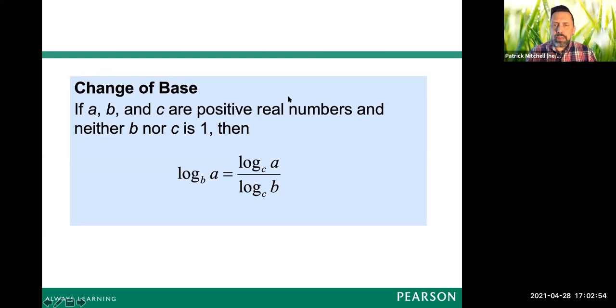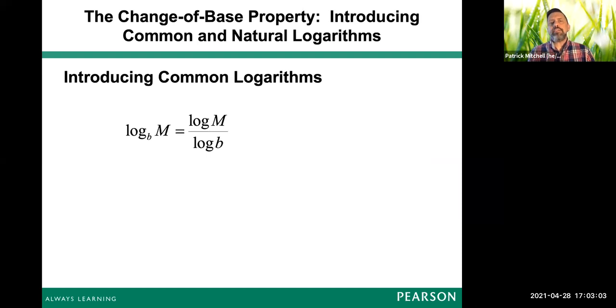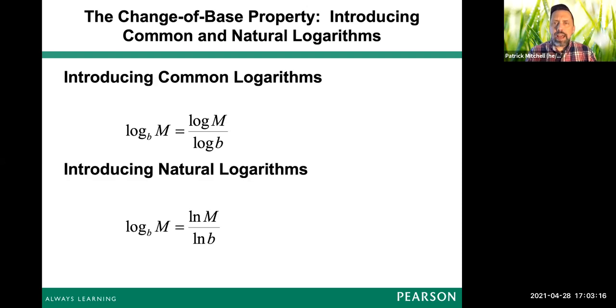So this is called the change of base formula. And I really don't want you to pay any attention to this version. So let's just skip right over this. If you use common logarithms, log base b of m is equal to log m divided by log b. If you use natural logarithms, log base b of m is equal to natural log m divided by natural log b. So it's kind of interesting that those two formulas give you the same answer, and I promise you they do.